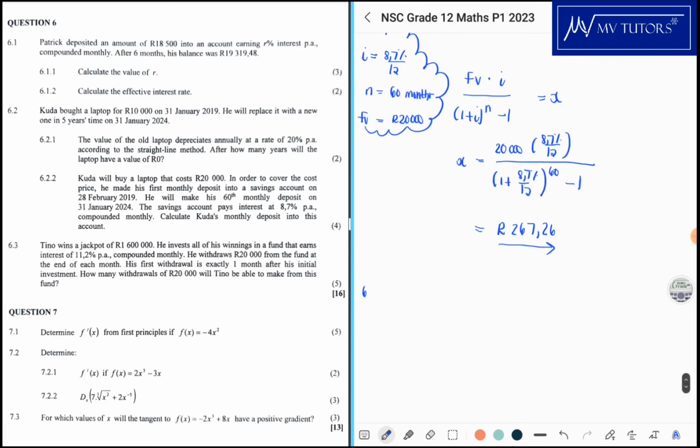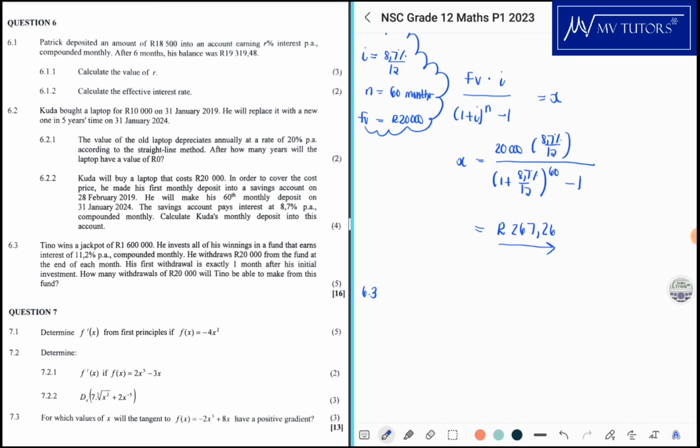And then 6.3. Tino wins a jackpot of 1,600,000. He invests all of his winnings in a fund that earns interest of 11.2% per annum compounded monthly. He withdraws 20,000 from the fund at the end of each month. His first withdrawal is exactly 1 month after his initial investment. How many withdrawals of 20,000 Rand will Tino be able to make from this fund?